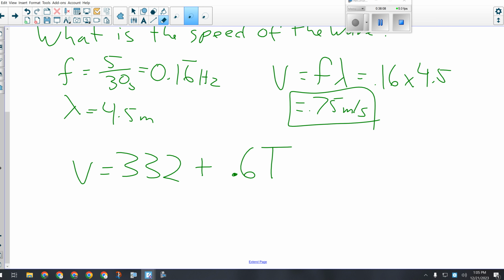So if you're ever doing a question and they tell you these sound waves are traveling through 23 degrees Celsius air, you have to use that formula. You don't have to memorize it. As I said, it's on your formula sheet.